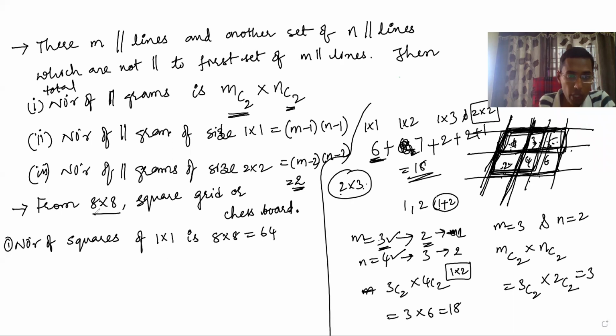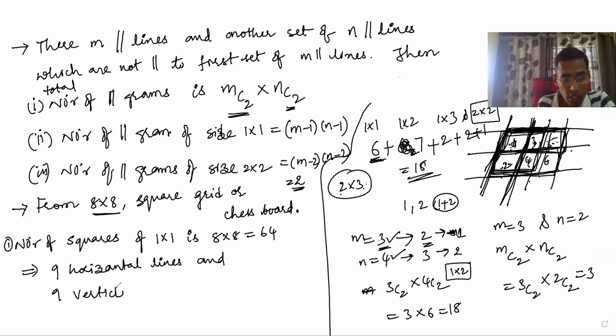I'm telling you because 8 by 8 square grid means what? That implies 9 horizontal lines. Please understand this. 9 horizontal lines and 9 vertical lines. I am telling like above only, right? So 9 horizontal lines means 9 minus 1, 9 vertical lines means 9 minus 1. So that is the reason 8 into 8, 64. Please understand this. See, 8 by 8 square grid means 8 like this.